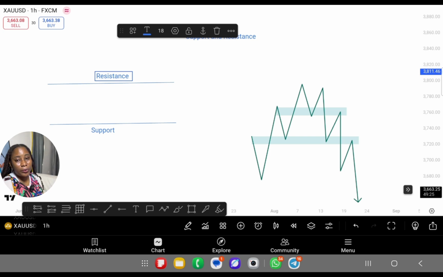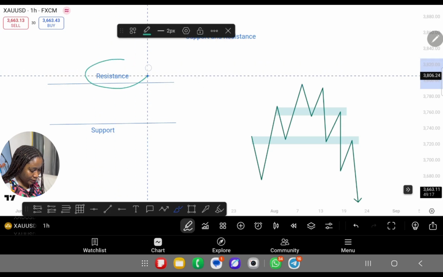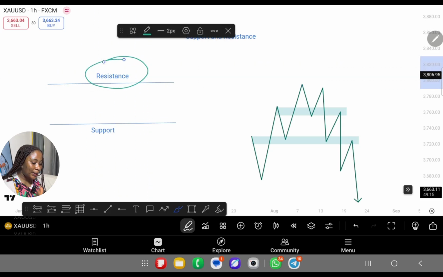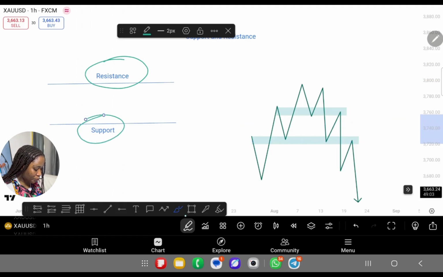So now, how do we identify these areas? Let's take this area as our resistance. I'm just using a line. Support and resistance are zones, not lines, please. But for educational sake, let's use it like this. This is our resistance and this line is our support.